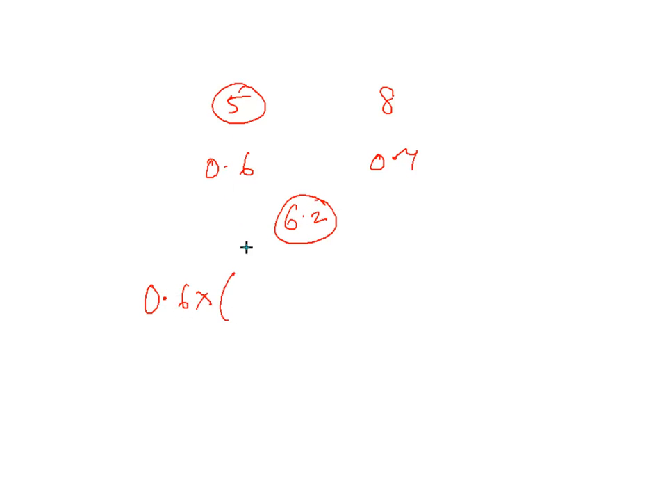So in our case of the throw of the coin, we had 5 was coming with a probability of 0.6, 8 was coming with a probability of 0.4, and we had the average value of 6.2. So your variance will be 0.6 into 5 minus 6.2 whole square plus 0.4 into 8 minus 6.2 whole square.